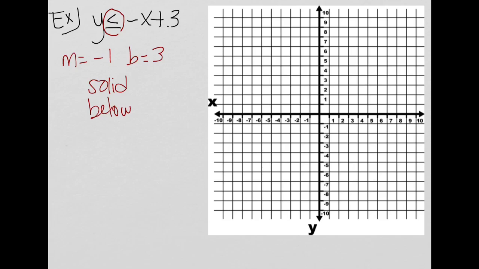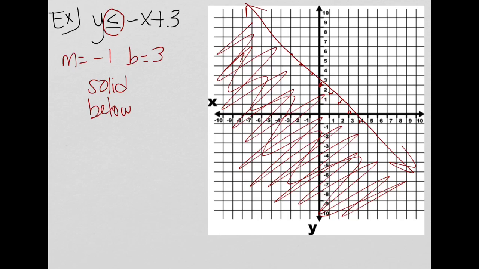So we're going to graph this up at positive 3. Then we're going to go down 1 over 1, down 1 over 1, just to give you a few points to look at here. And it's a solid line. Missed a few of those, just imagine. Alright, then we said we're going to shade below, so underneath this line.